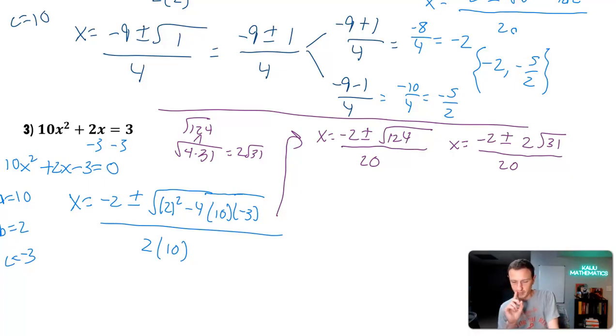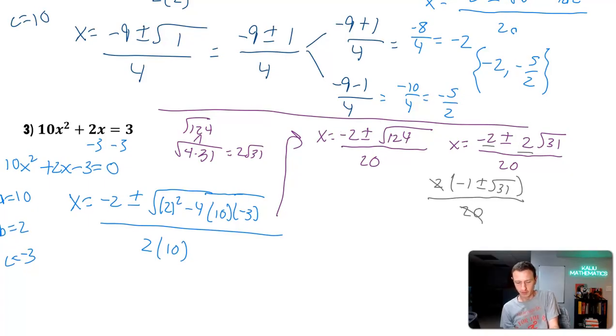Not done yet, because there's something to see here. See how I have a 2 and a 2? So it's 2 plus minus 2 root 31. And then on the bottom is a 20. 2 goes into 20. So what I can do is I can factor out a 2 and then simplify with that 20. So I'm going to go ahead and do that. So I'm going to factor out a 2. So that's going to leave me with negative 1 plus and minus the square root of 31 over 20.